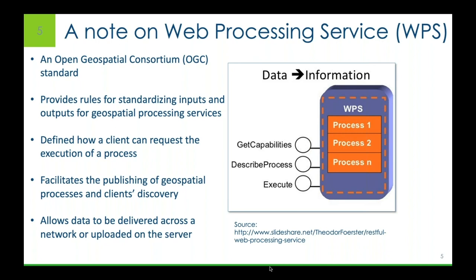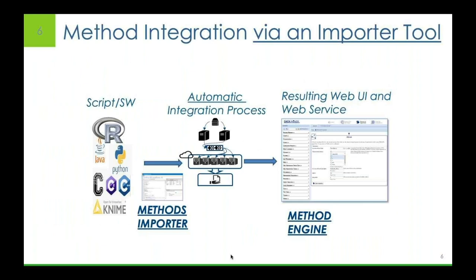A note on the Web Processing Service, which is, as I said, an Open Geospatial Consortium standard. It provides rules for standardizing inputs and outputs for geospatial processing services, but we reused it and generalized it. It defines how a client can request the execution of a process, facilitates the publishing of geospatial processes and clients' discovery, and allows data to be delivered across a network or uploaded on the servers.